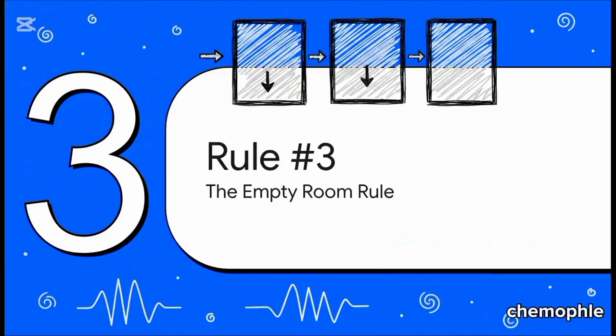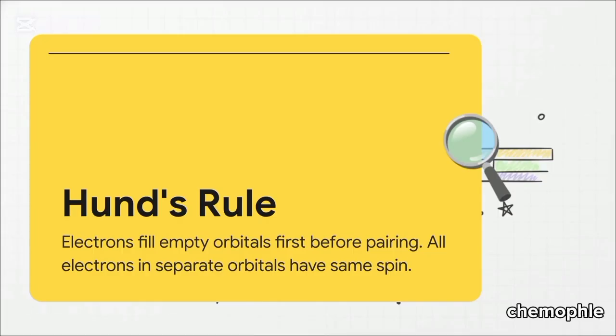All right, on to our third and final house rule. This one really comes into play when you get to a floor that has multiple rooms at the exact same energy level, like the p orbitals, which always come in a set of 3. Let's call this one the empty room rule. Officially, it's called Hund's rule. And really, it all comes down to personal space. The rule says that if there are empty rooms available on the same floor, electrons will each take their own private room before they even consider pairing up with a roommate. It's just more stable that way.